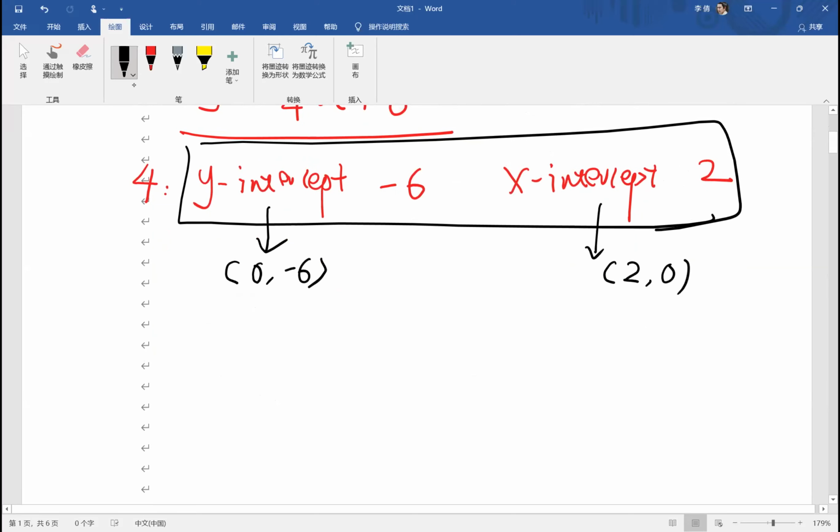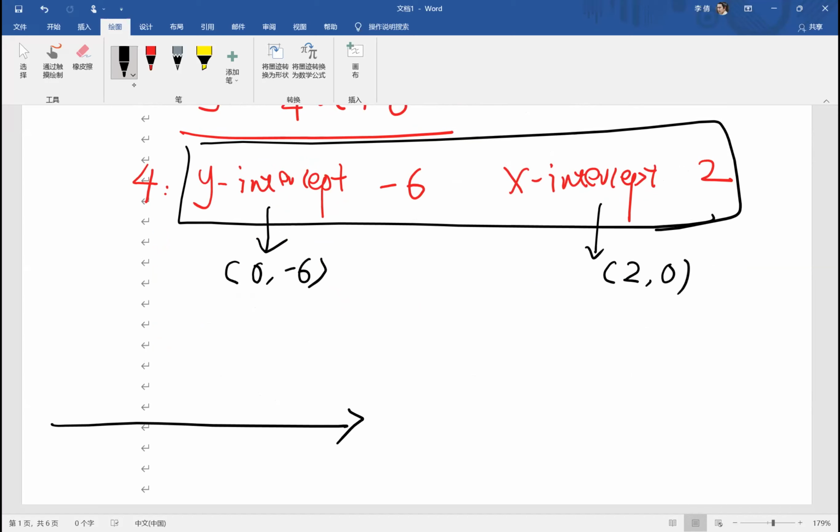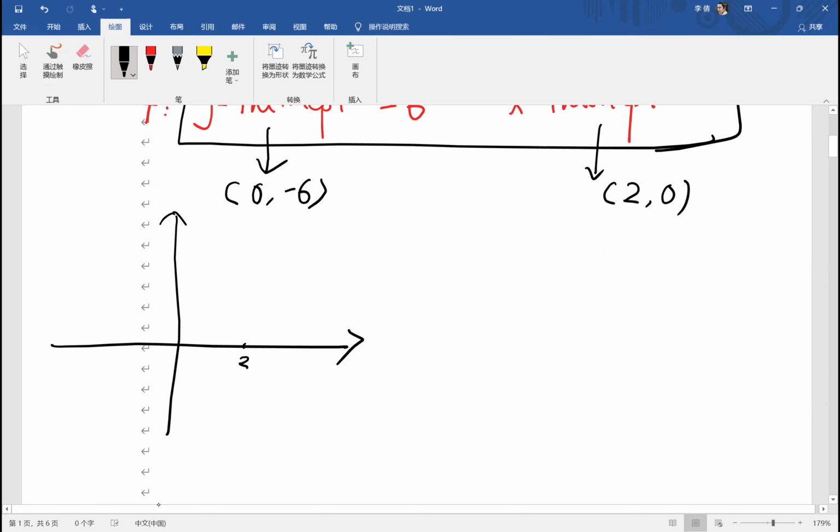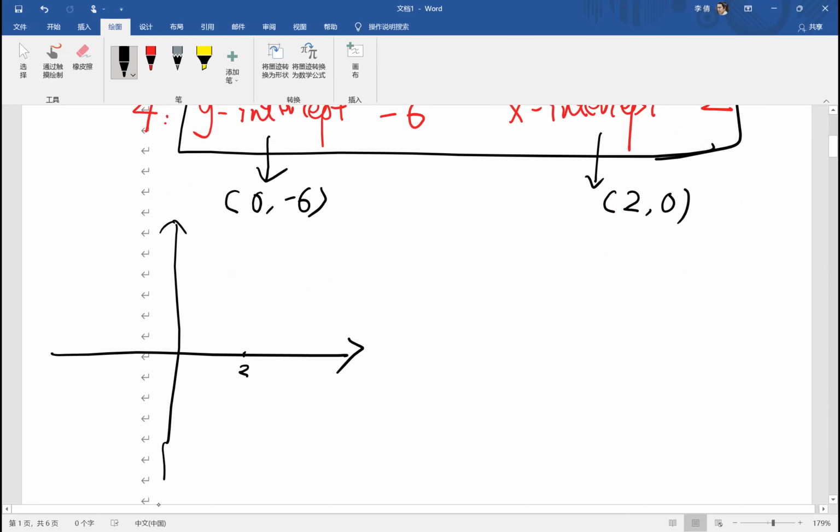If we draw the picture of these points, this is 2, this is (2, 0), and on this axis this is -6. This is -6, and then the line passes through.